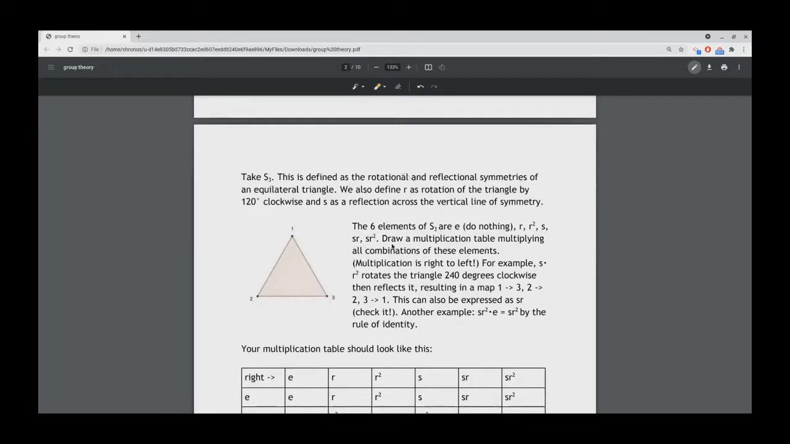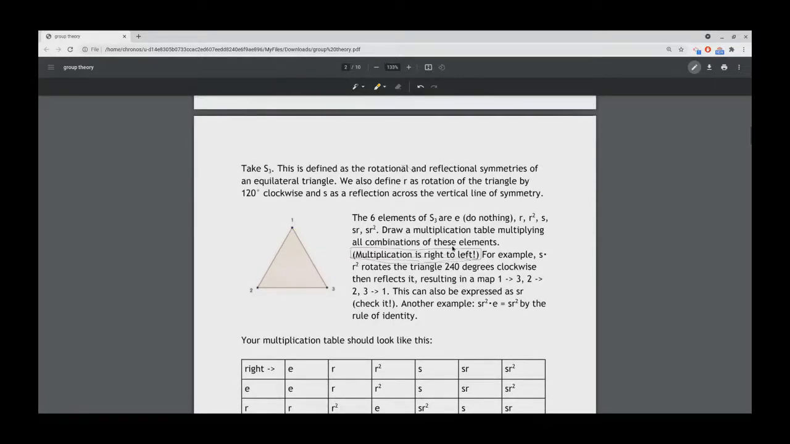An important thing to know is that multiplication is right to left. This is very important because if you're doing multiplication in the wrong order, you can mess up. In this case, it's not abelian, so you can't just ignore order altogether. So we can draw a multiplication table multiplying all the combinations of these elements.